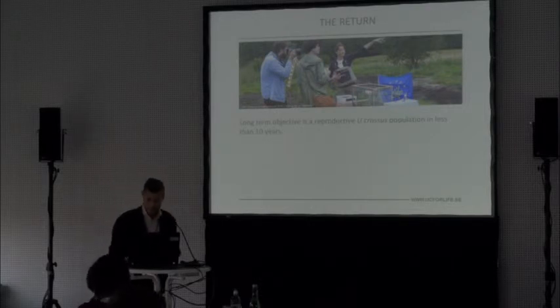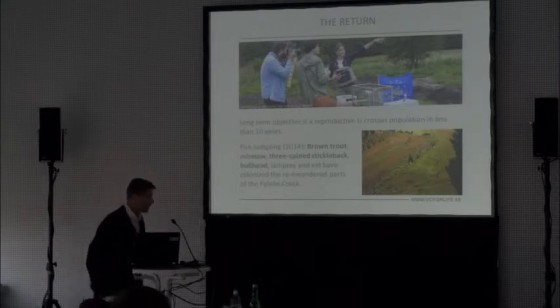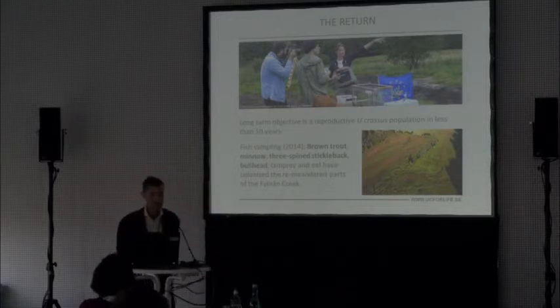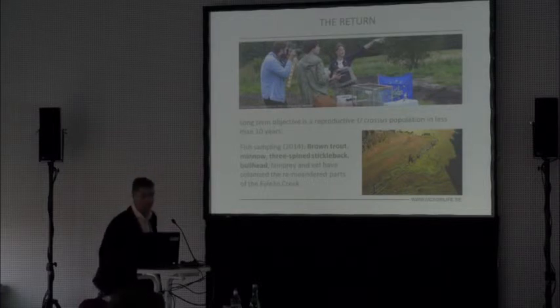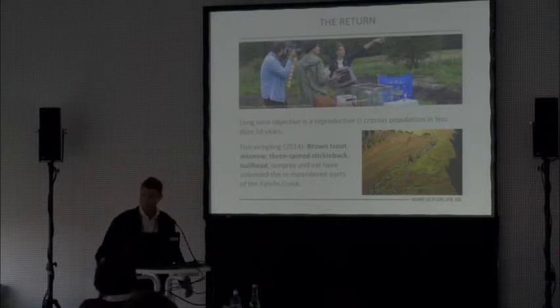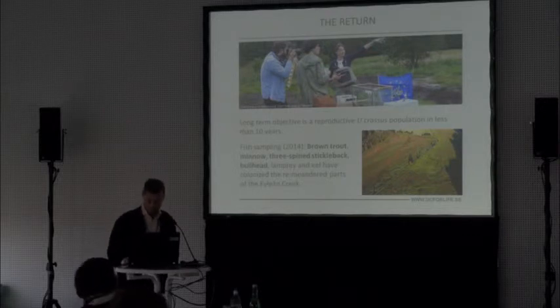So, the long-term objective is that we should have a reproductive Unio crassus population in less than 10 years within this stream. And it's quite promising, because already 1 year after the restoration was done, we could find by our fish sampling that a number of fish species had recolonized the stream. So we have today brown trout, minnow, three-spined stickleback, and bullhead, all of those potential host fish for the mussel in the stream. So the ecology seems to respond really, really fast on this restoration, which is very promising indeed.